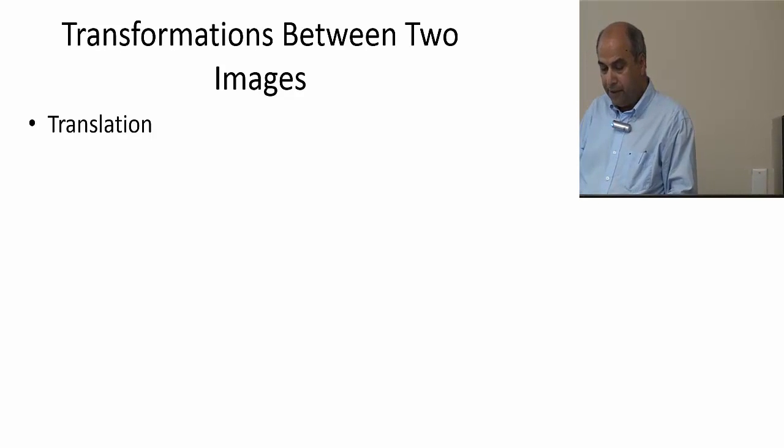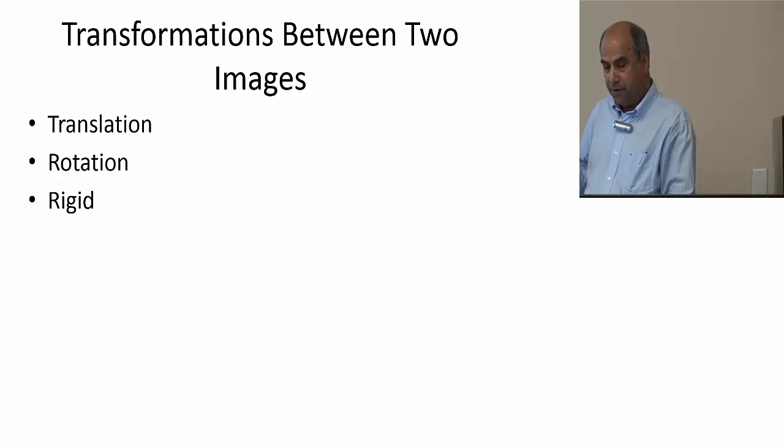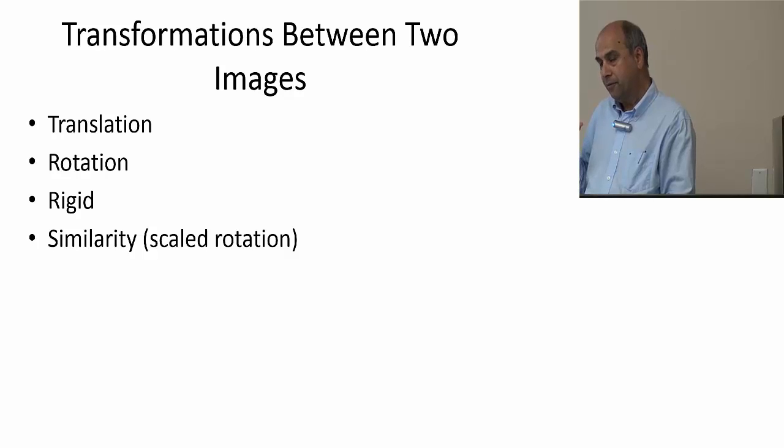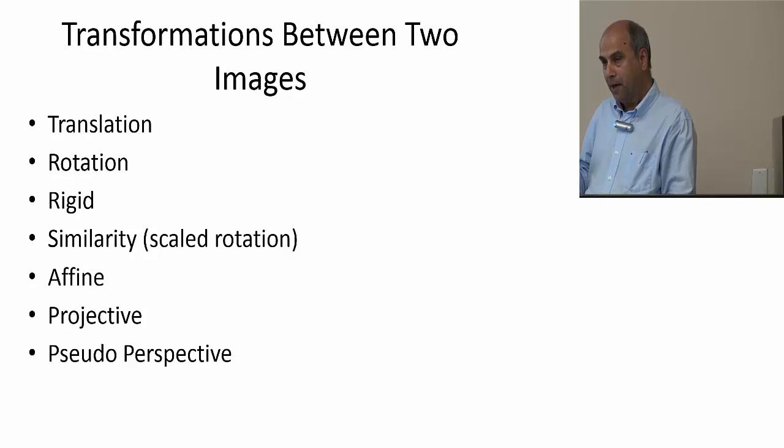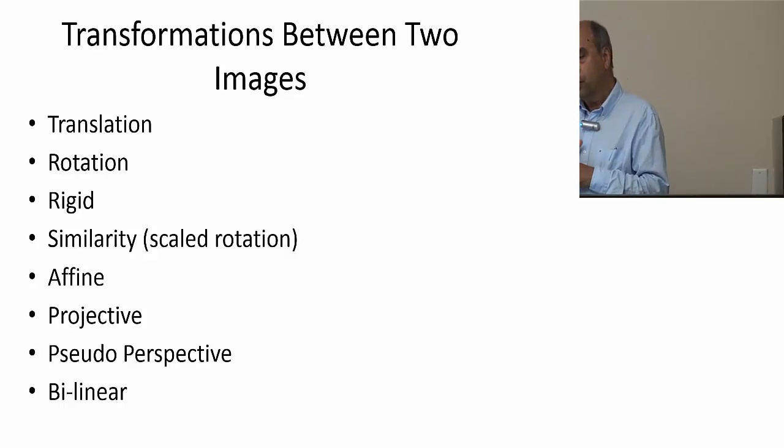So we have talked about in great detail, transformation can be just translation. One image is translated compared to the other image. It can be rotation. It can be rigid, which contains both the rotation and translation. It can be similarity transformation, which compares the scale and the rotation. And affine, which has 6 parameters. Projective, which has 8 parameters. And pseudo perspective, which is approximation of the projective. And then we have bilinear, and so on. So the whole series of transformation we have gone through, and you know how we achieve them, and then we have used them to align images and so on.